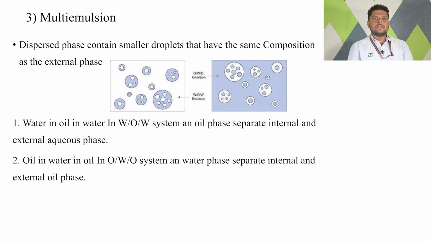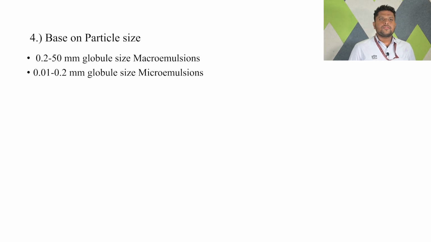In the water in oil in water system, the oil phase separates the internal and external aqueous phase. The medium globules are used to separate the inner phase and outer phase. In the oil in water in oil system, the water phase separates the internal and external oil phase. Then the fourth type of emulsion is based on the particle size.